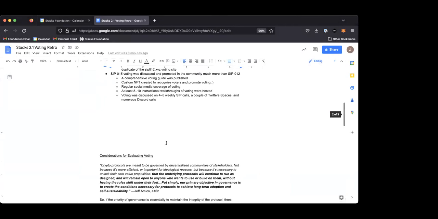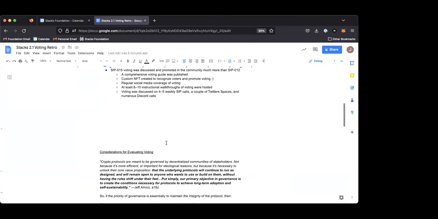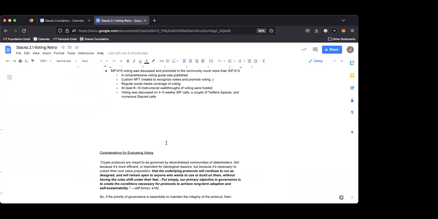We did a lot of work to discuss and promote voting this time around too. I think that was super noticeable. There was a comprehensive voting guide that was published. Hero had his custom voted badge that you could add to one of your NFTs, and that was very cool to see across social media. We had regular social media coverage and reminders about voting, at least 8 to 10 instructional walkthroughs of voting.